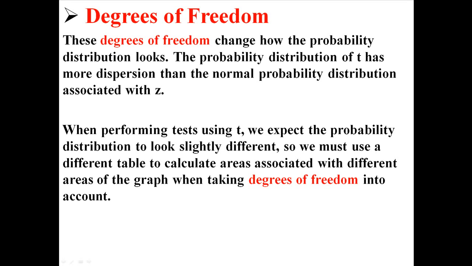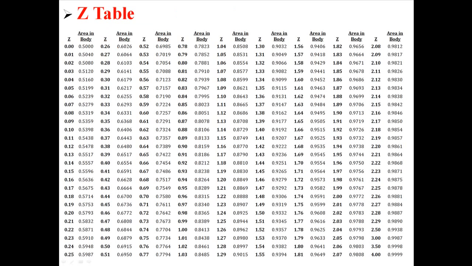So because of this, we're going to use a different table to calculate the areas associated with different areas of the graph by taking degrees of freedom into account. So you may have seen me use this z-table before. It just tells us what areas are in the different areas of the probability distribution for a normal curve. Instead of doing complicated calculus, we just have this table of values so we don't have to do that.